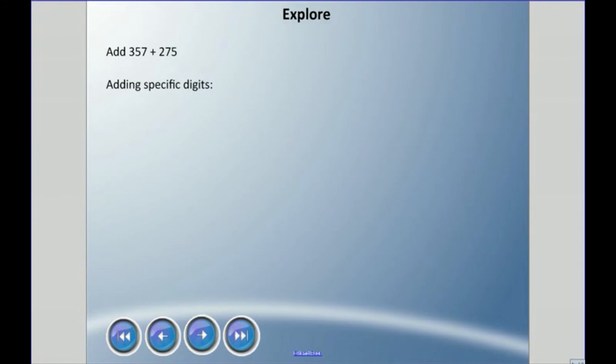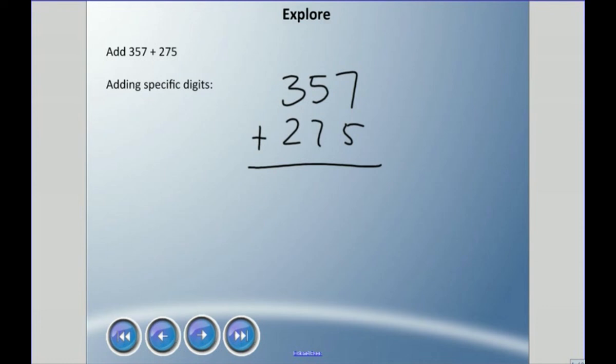And what I can do here is I can rewrite 357 plus 275. Now this might seem familiar, however, we're going to look at specific digits. We're only going to add, let's say, the hundreds digits. Now, what does this 3 represent? We've talked about this. That 3 actually represents 300, and this 2 actually represents 200, and that equals 500.